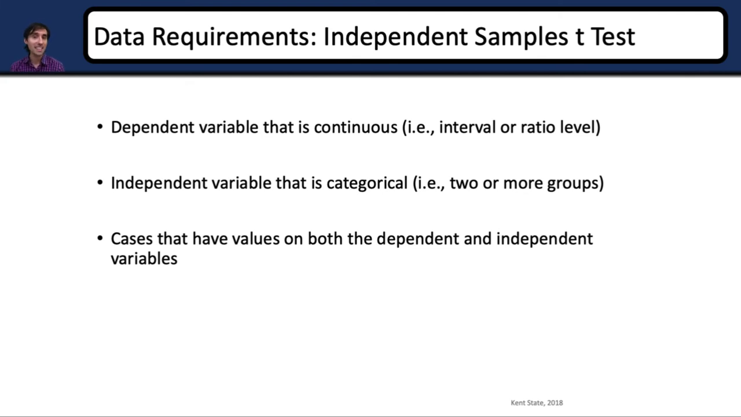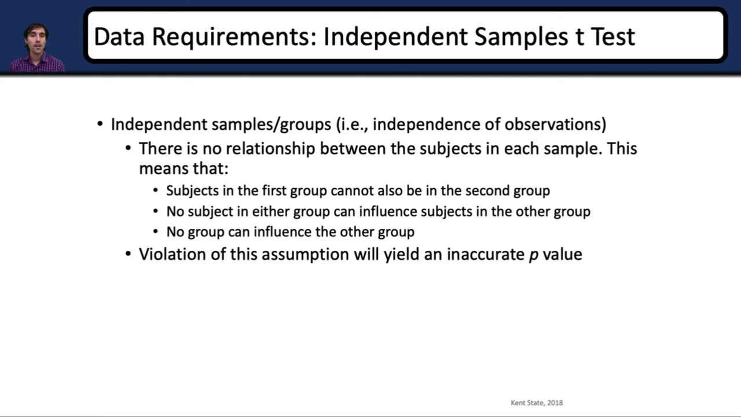All right, but then the independent variable needs to be categorical, also known as nominal. And these need to be in at least two or more groups, so you can't have just one group. That's not an independent t-test. You need two or more. And therefore these should have some sort of values to them as well.